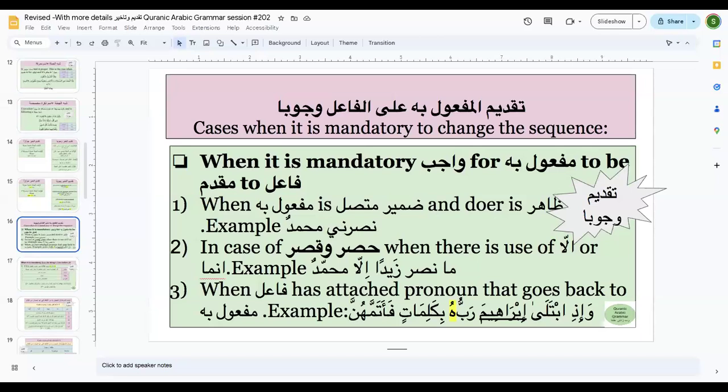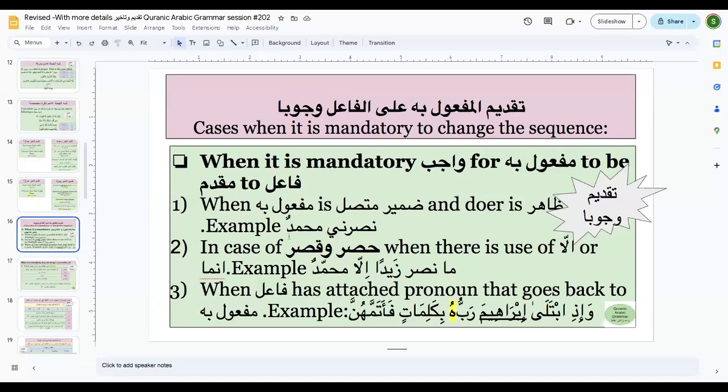If you have understood this or you remember learning this, type 1. Everyone with me? I want you to all be on the same page. There should be no confusion, because though this is not what we were supposed to learn, this is something that we have covered before, and I think this is a great opportunity to refresh our memories about this one as well. So if your maf'ul bihi is a damir that is attached to the fail, it is wajib for it to be before the fail.